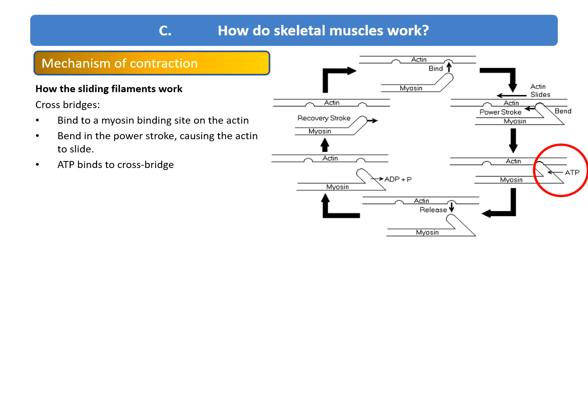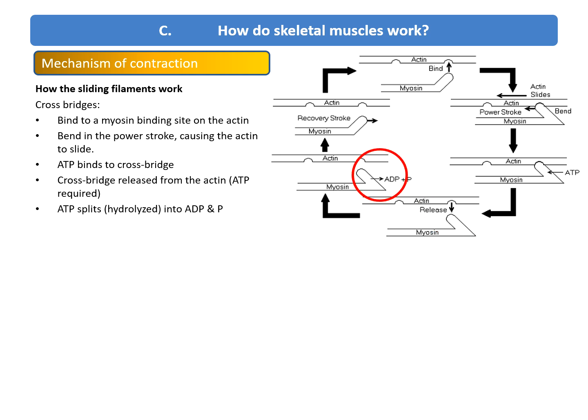The ATP then binds to the ATP binding site on the cross bridge, and that allows the cross bridge to be released from the actin molecule. The ATP then splits into ADP and phosphate, and when that happens, the recovery stroke occurs. The cross bridge snaps back into its original position.